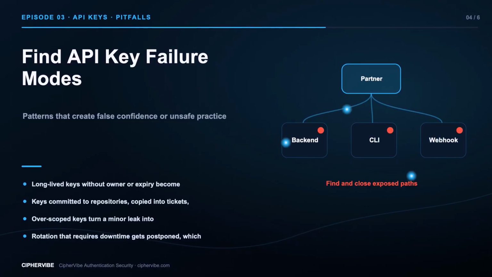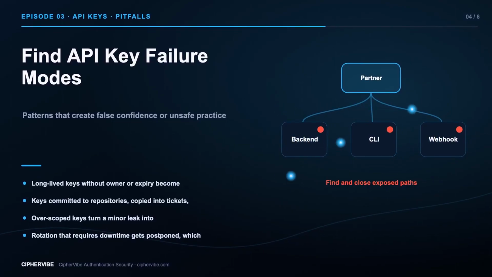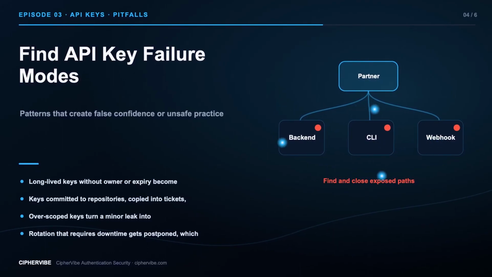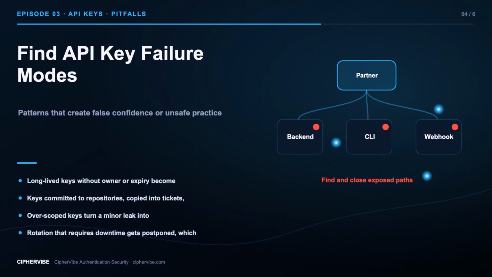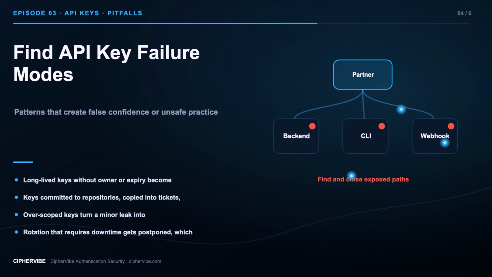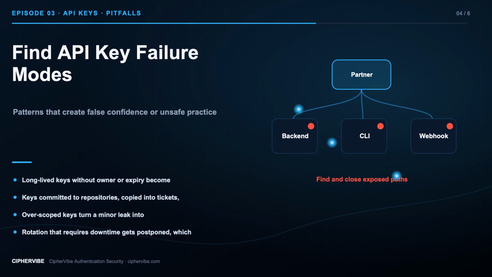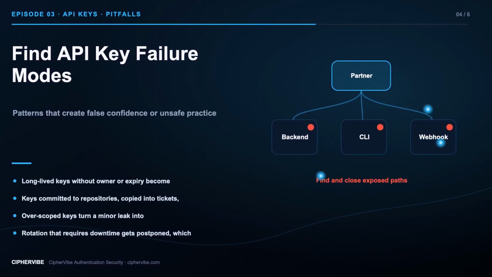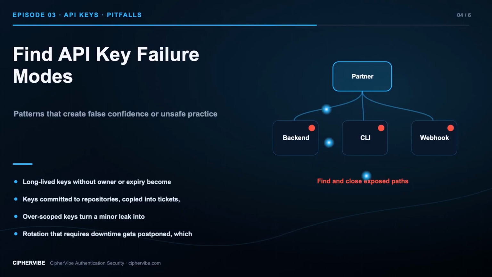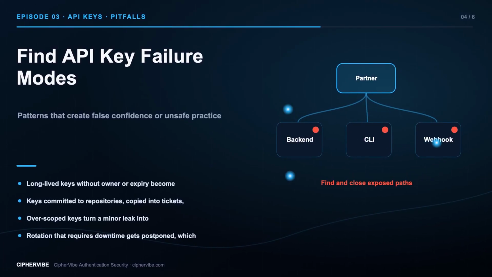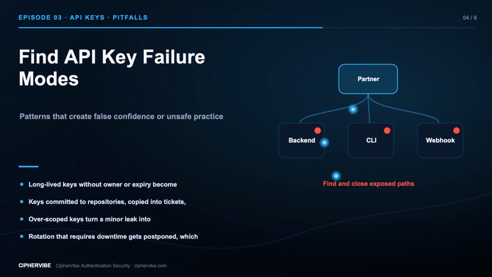Third, overscoped keys turn a minor leak into broad data theft, destructive operations, or unexpected cloud spend. Fourth, rotation that requires downtime gets postponed, which increases exposure after leaks. Fifth, shared team keys destroy accountability because logs show a key, not the person or service that used it. Sixth, missing usage analytics leaves defenders blind until cost, abuse, or customer reports reveal the compromise.